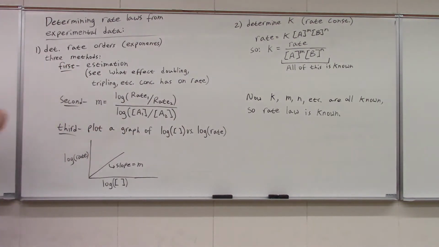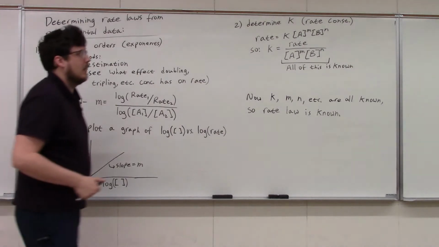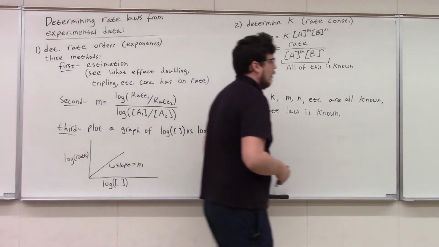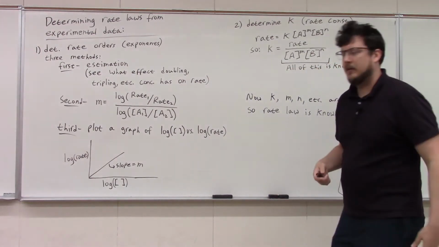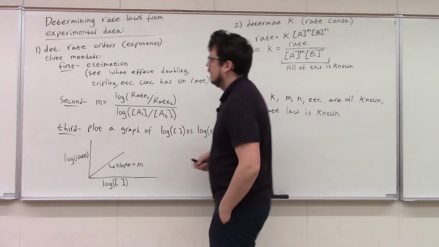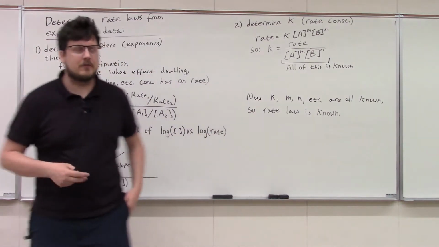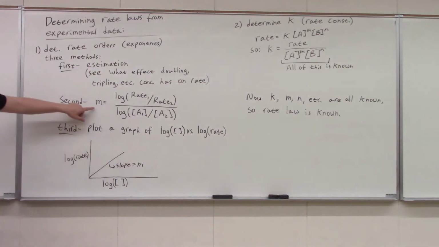Now, your data doesn't always lend itself to this well. You might not have a clear doubling. Maybe you go up by 25% or something like that. You don't go up by 100%, you don't double it. Well, you can still estimate, or it might be easier to use this formula.